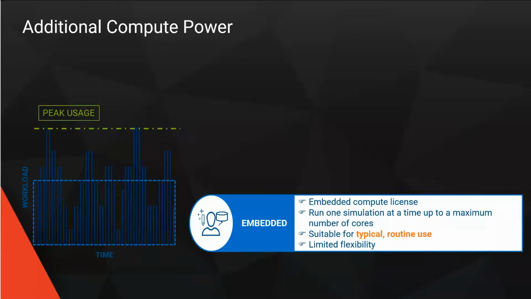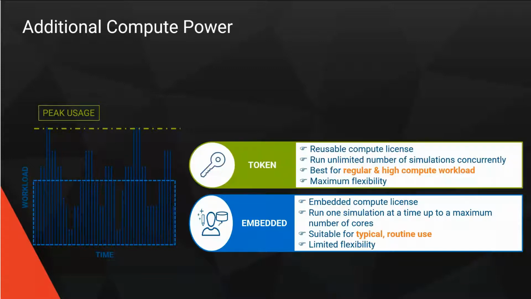Then if you want to have peak usage, all the computation power you can use, there are tokens, which are reusable. You would buy as many tokens as you would need, and you could distribute them among your designers. You could have one designer have all the tokens and run a simulation very quickly. It depends on need and usage.